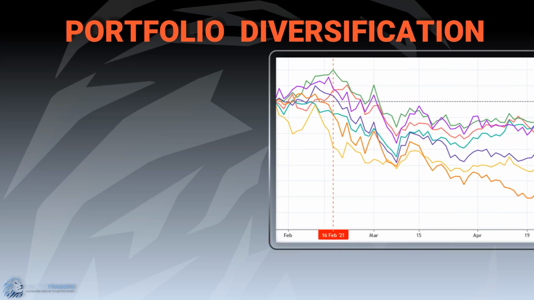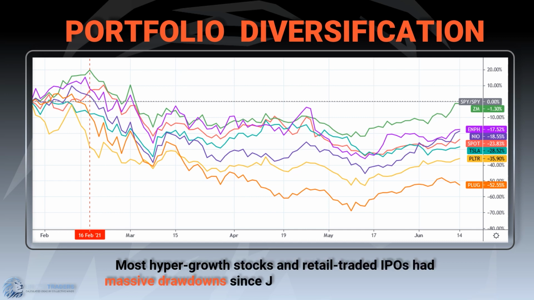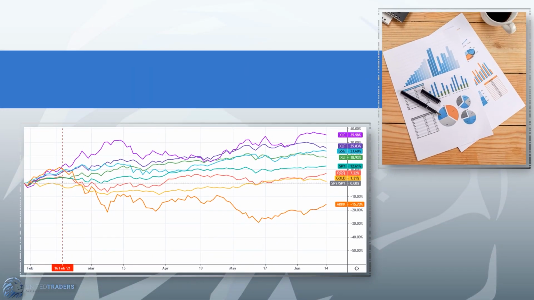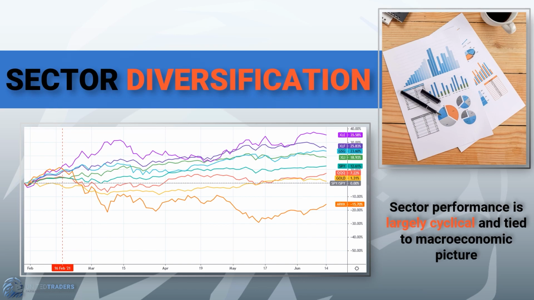Diversification. Shown here is a basket of stocks, including Zoom, Enphase, NEO, Spotify, Tesla, Palantir, and Plug, all of which were highly correlated and had large drawdowns from February to June 2021. The purpose of this example is to show how you may think you are diversifying your portfolio, but may actually have high correlation risk. For comparison, the energy ETF, XLE, rose by 26% over the same time period, peaking in June.